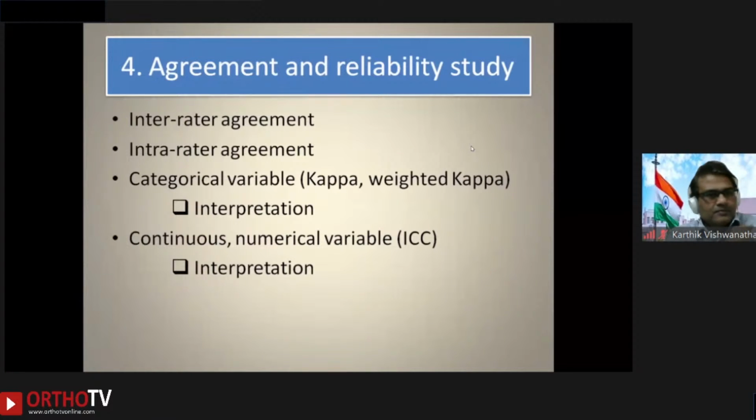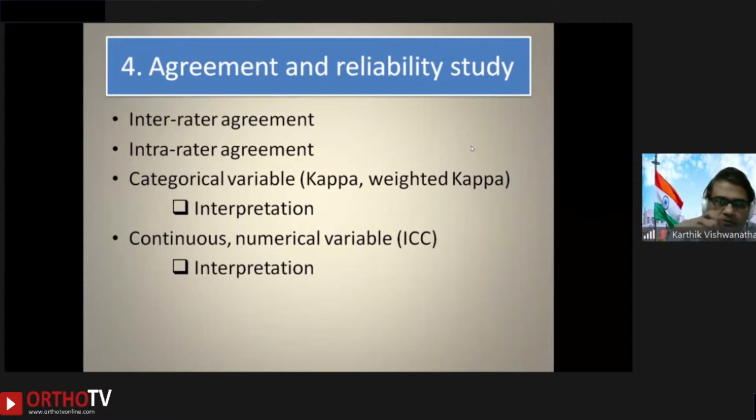So if it is categorical data, for example ASA, or neck of femur Garden classification or Sathi's classification, we use a kappa or a weighted kappa value. So a kappa value less than 0.20 is poor agreement. 0.41 to 0.60 is considered moderate agreement, and anything more than 0.80 is considered good agreement.